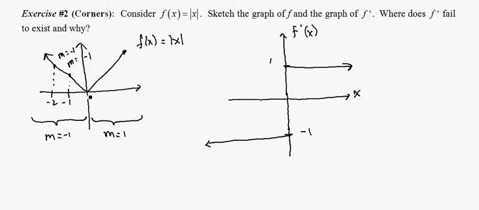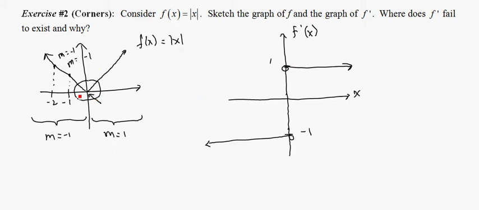At x equals 0, where our corner occurs, what slope do we have? Do we have -1? Do we have +1? And the answer is we don't have either. What we need to do is put an open circle there. You can explain this in a lot of different ways. One way to explain it is that the derivative can only have a single value at an x value. Only one value. It can't have 1, it can't have -1, and you can't just arbitrarily pick.